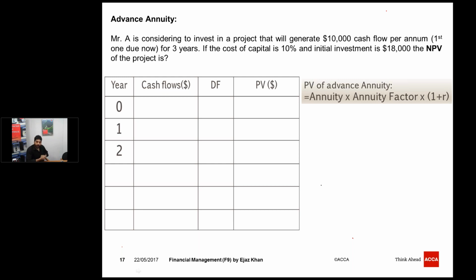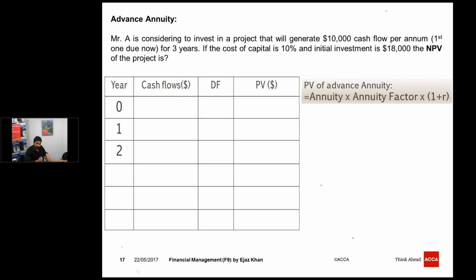Now, in all our examples, the cash inflows were starting from year one. And we have an example in which the first cash inflow will be received at point zero. Now let us learn how to calculate the present value of an annuity that starts from zero, that is today. Look at this example. Mr. A is considering investing in a project which will generate $10,000 cash flow per annum. First one due now, that is the first $10,000 will be received at point zero.